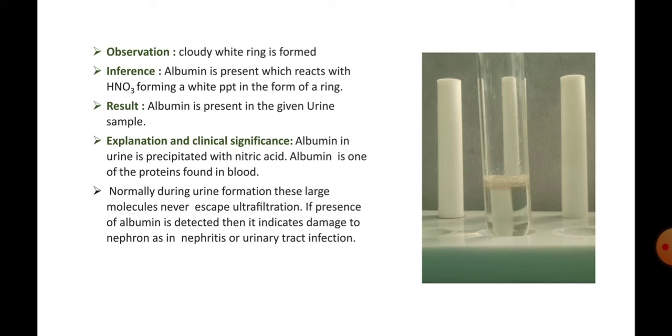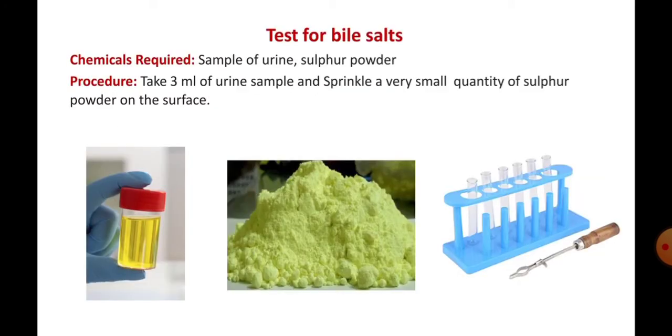So students, after this, let us move to the last test, that is test for bile salt. The chemicals required to perform this test are urine sample and sulfur powder. And how do we perform this test? We have to take 3 ml of urine sample and then sprinkle a very little quantity of sulfur powder on the surface of the urine sample. And we have to see if the sulfur powder is sinking at the bottom or floating at the top of the urine sample. So let us see how it is performed, and then let us discuss the observation and the result.